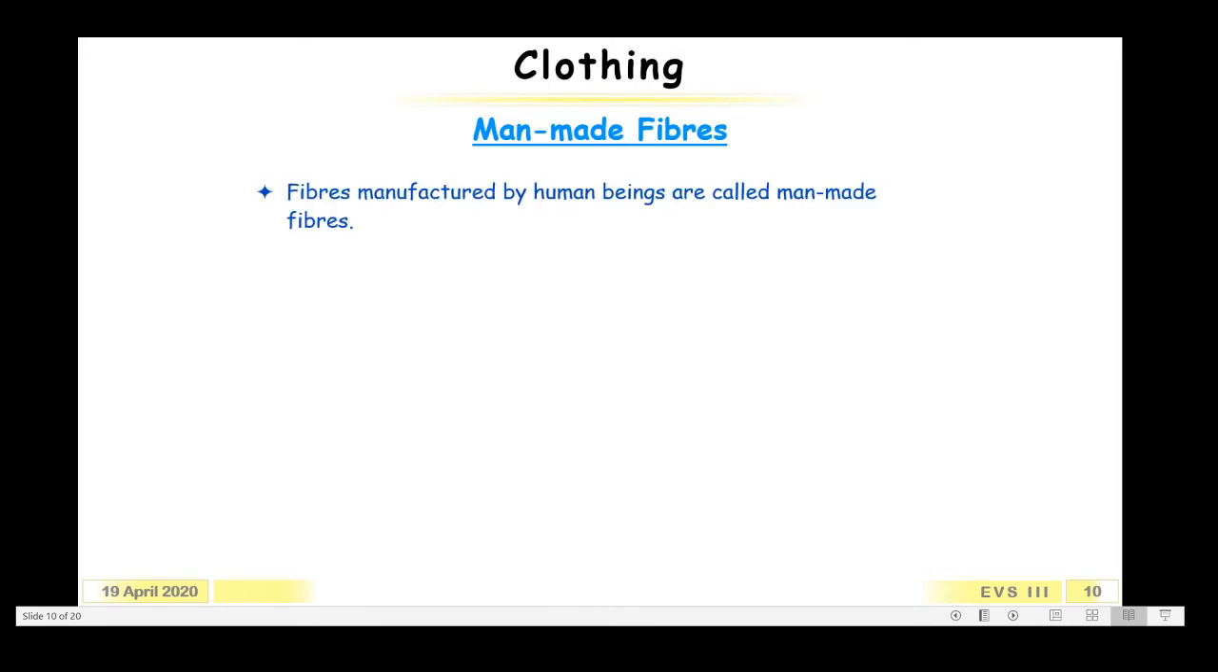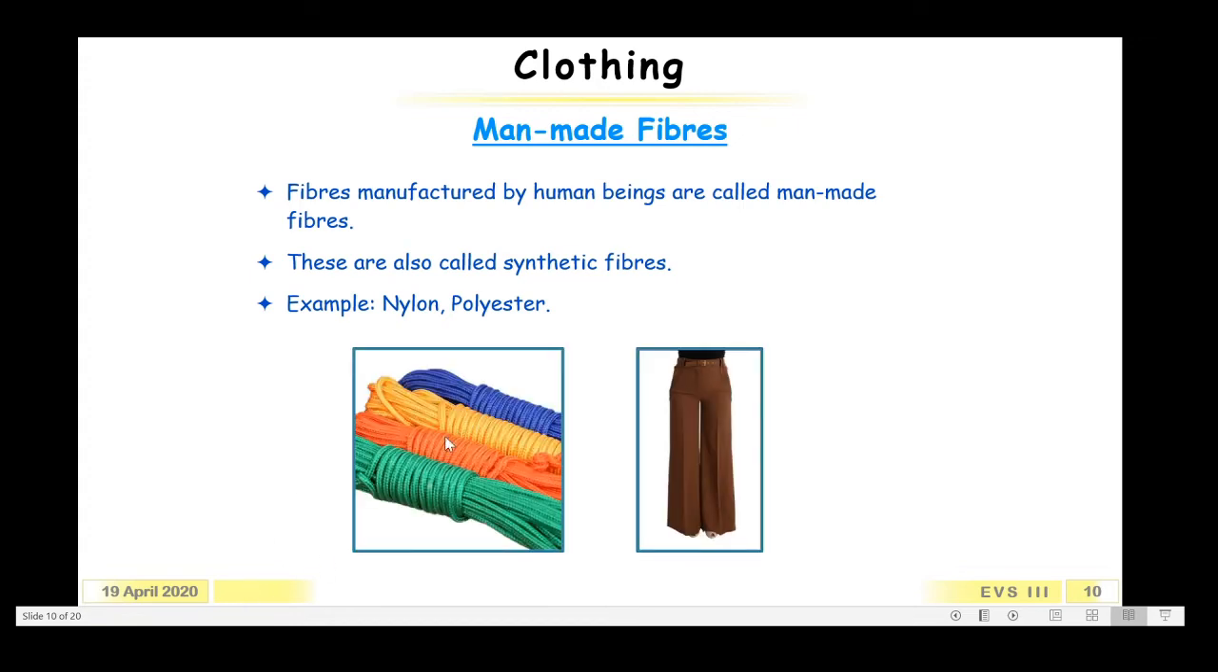So fibers manufactured, meaning made by human beings, are called man-made fibers. These are also called synthetic fibers. Examples are nylon and polyester. So this is nylon. You must have seen this kind of rope in your house also. And polyester is used for making various kinds of dress materials.